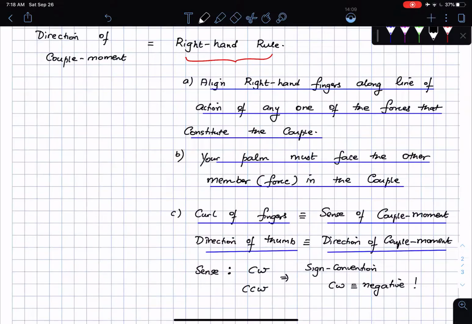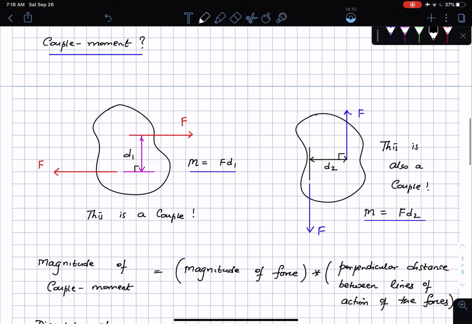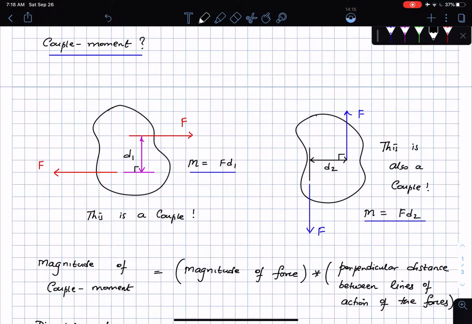Okay, so now if I make use of this right hand rule and I go back to my figure here, the first thing I do is set up a coordinate system. Let's say this is x, y, and z. The z-axis is coming out of the page. If I use the fingers of my right hand and align it to the top force, which is the first member of the couple, I curl my fingers, my palm faces the other member. This is going to be directed into the page, which means that this is going to be minus F d1 in the k direction.